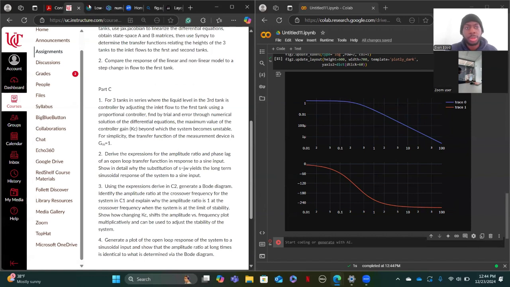So the crossover frequency is the point where our phase goes past negative 180. Once it goes past negative 180, we see that it starts to curve back down. If you look at the amplitude ratio, you will see the curve start to develop. So once we get past negative 180, we will start seeing the effect on the amplitude ratio.